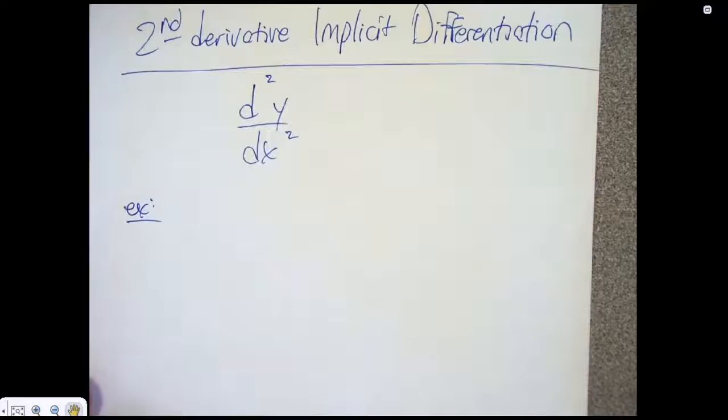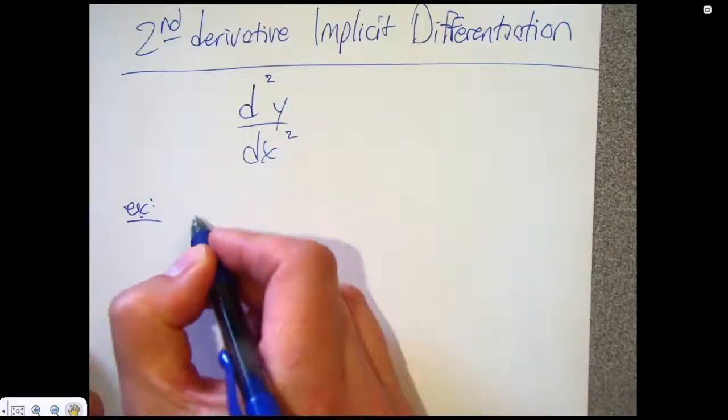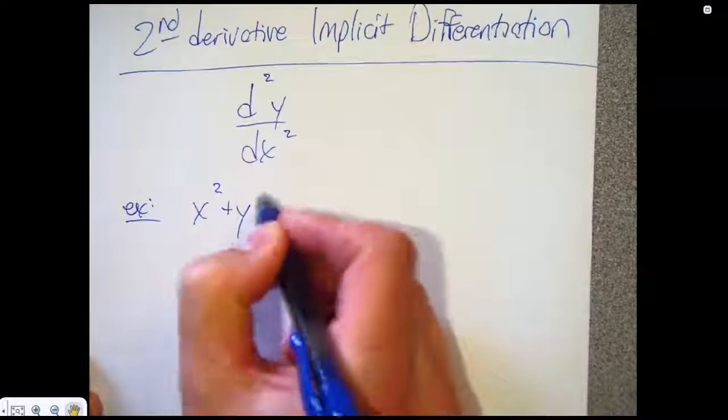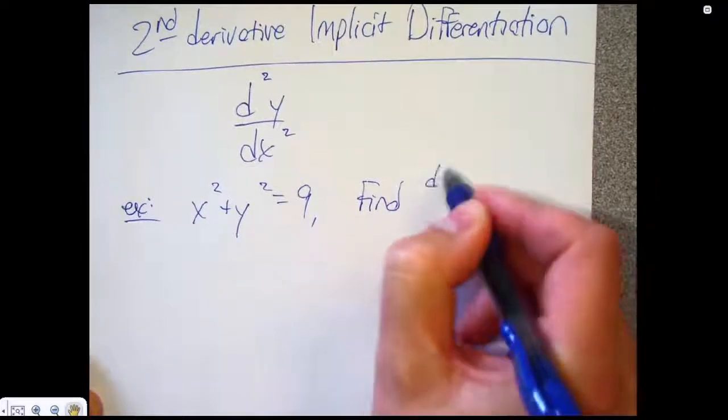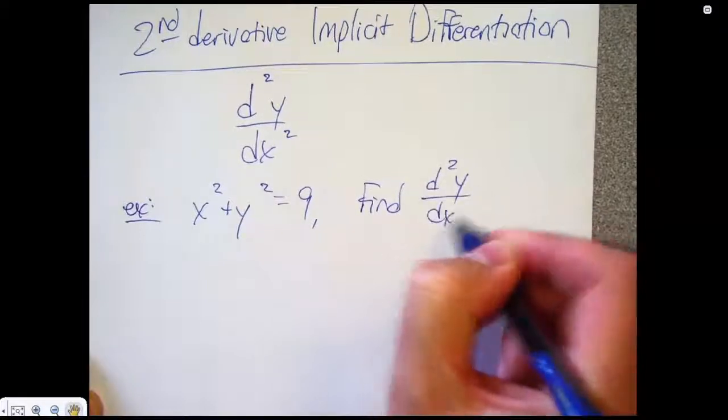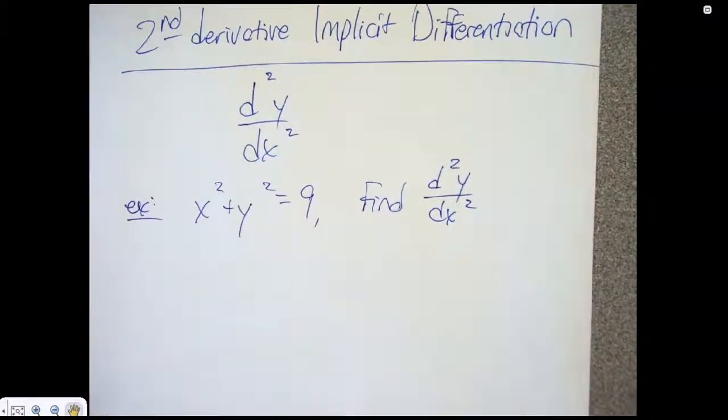So we're going to start with the most common example here. There's just a couple little tricks that I want you to see, and we've talked about them a little bit already. But let's say I said x squared plus y squared equals 9. Find d2y over dx2. So find the second derivative is what that means.